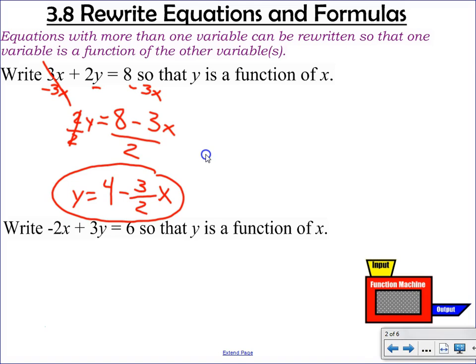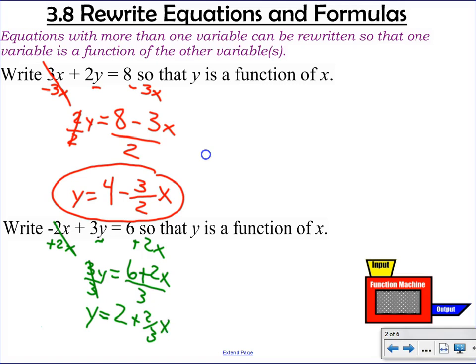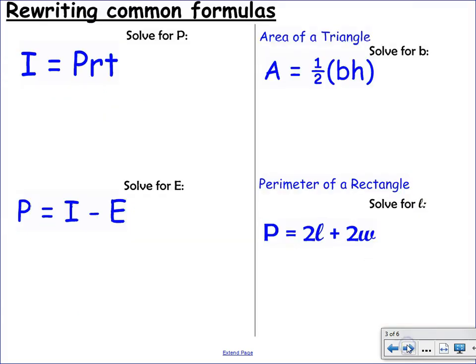So we're solving for y. So I'm going to get y by itself, add 2x to both sides. Leaves me with 3y on the left, 6 plus 2x. Divide by 3 to get y alone. y equals 6 divided by 3 is 2. And 2x divided by 3 is 2/3 x. And there's my new function. Okay? So this is important for taking a formula and solving for whichever variable we need to know the output.